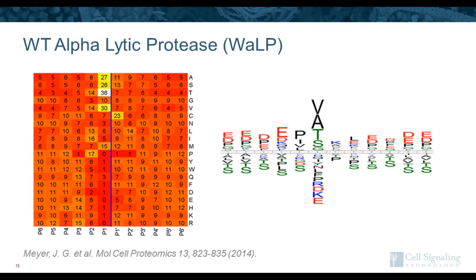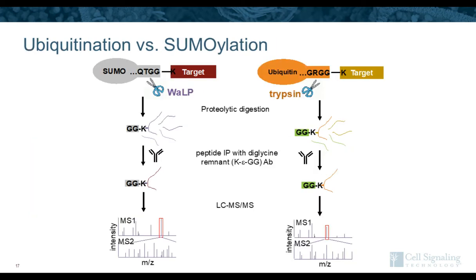So this is some data from a paper a few years ago in Molecular Cellular Proteomics, where they were characterizing this enzyme alpha-lytic protease, or WALP. And it cuts at a variety of residues, and importantly, it cuts at threonine residues, just after threonines. The other important thing here is it actually doesn't like to cut at arginine residues.